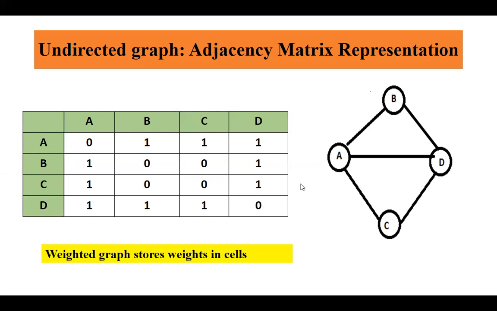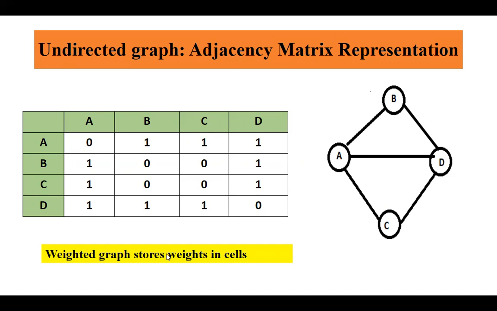Now, from D, you can go to A, so it is 1. You can go to B, 1. You can go to C, 1. So there is the presence of edge. Just remember, presence of an edge is indicated as 1. Absence of an edge is indicated as 0, right? Now, this is for an unweighted, undirected graph.